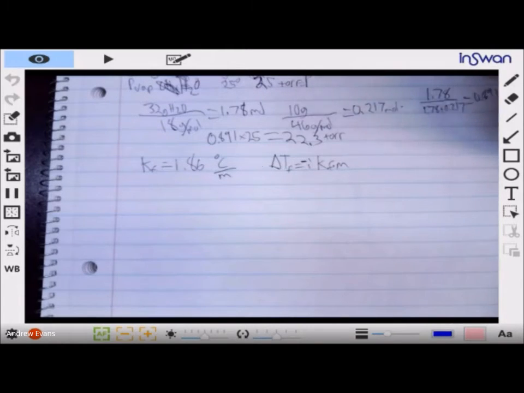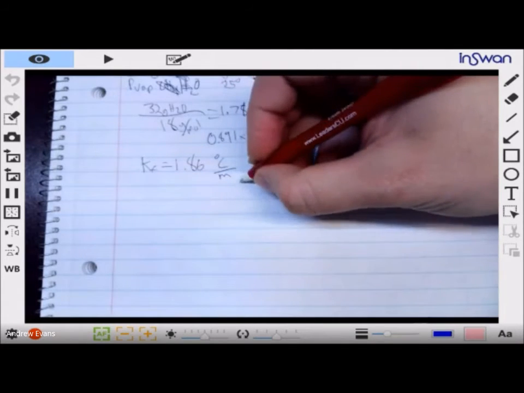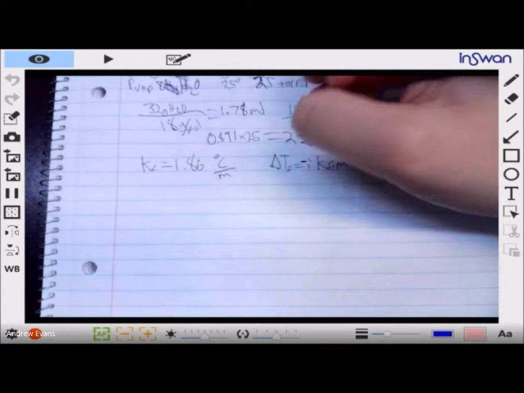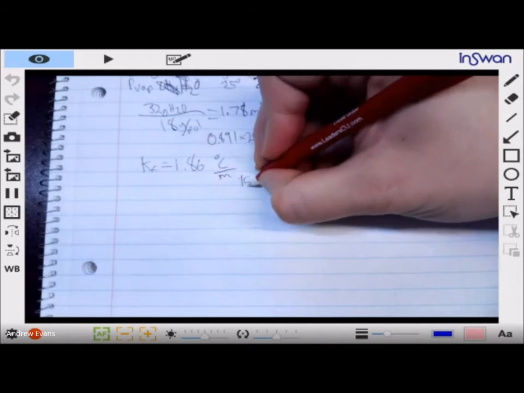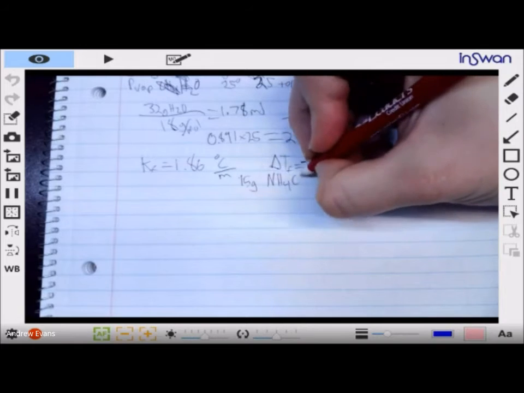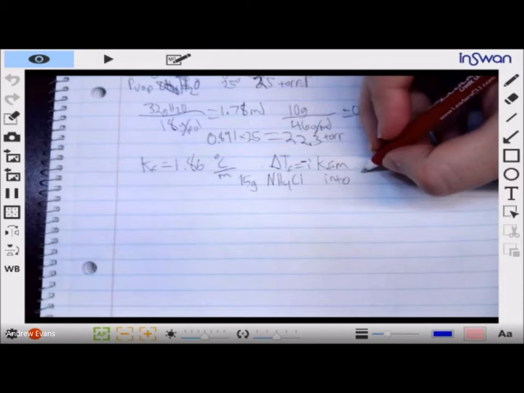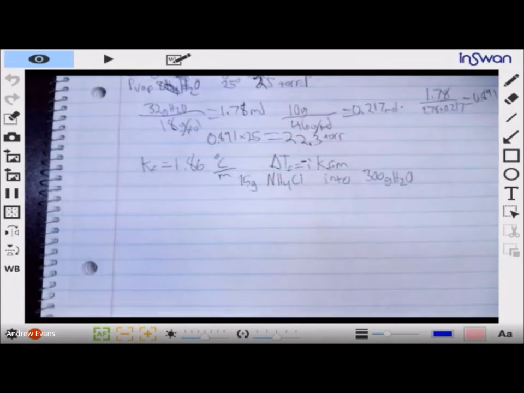So we look at what the ions are. So if I dissolved 15 grams of ammonium chloride into 300 grams of water, what would my freezing point depression be?